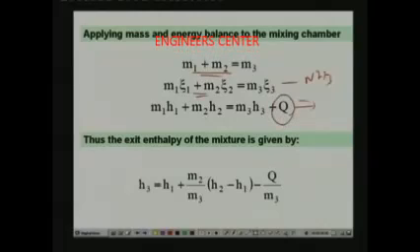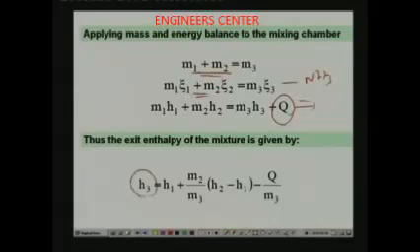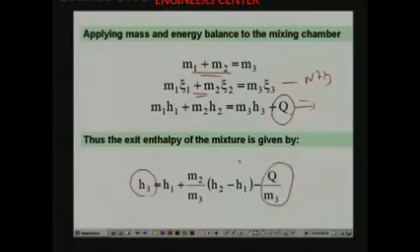When this Q becomes 0, you will find this equation is exactly the same as the adiabatic mixing process. When Q is non-zero, you get this equation. From this equation it can be very easily shown that the exit enthalpy H3 is nothing but H1 plus M2 by M3 into H2 minus H1, minus Q by M3. So, this is the difference.